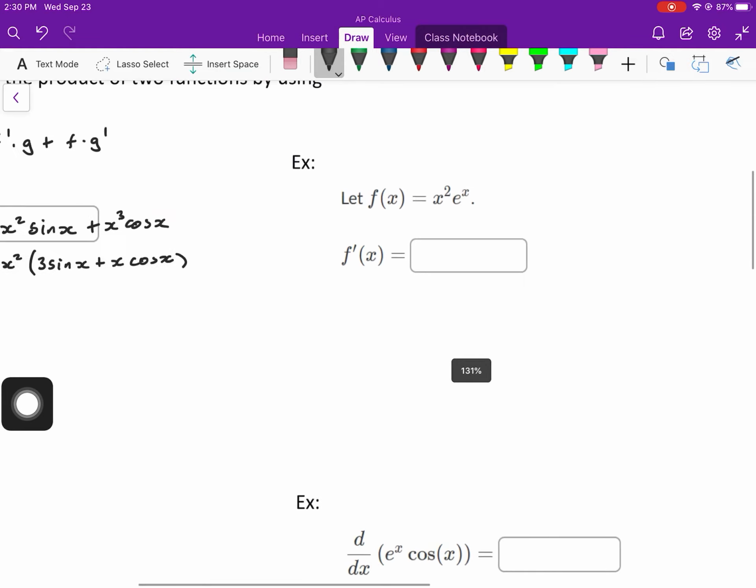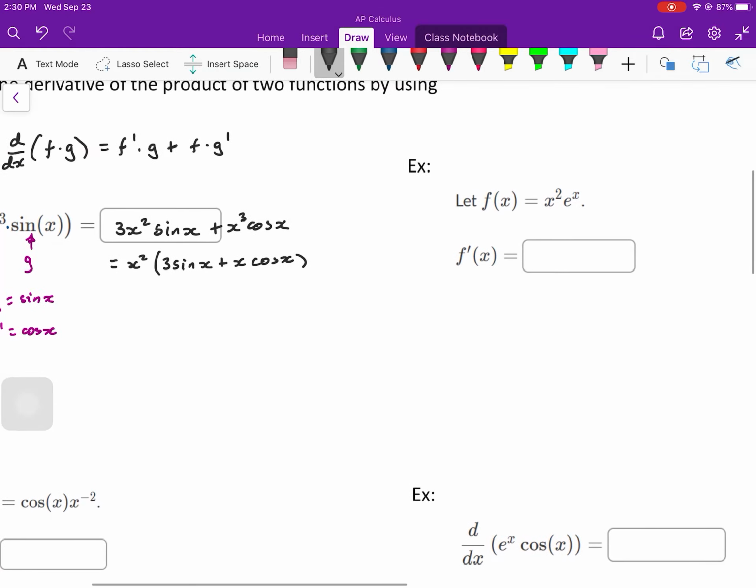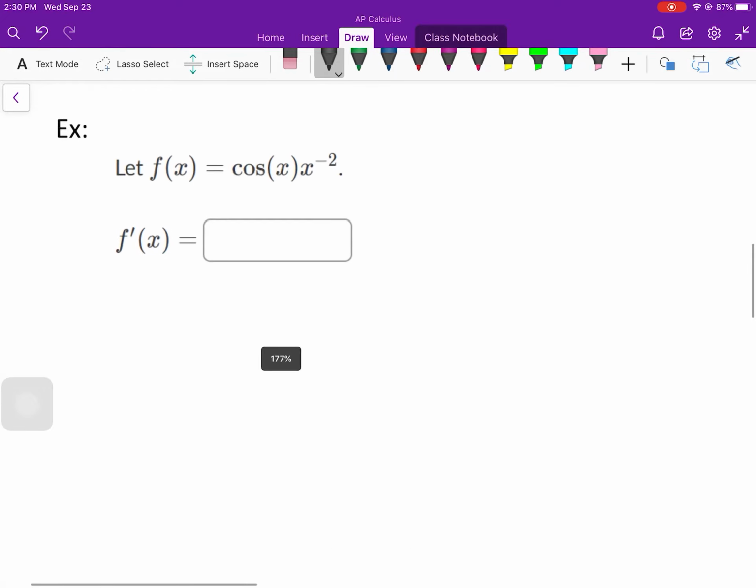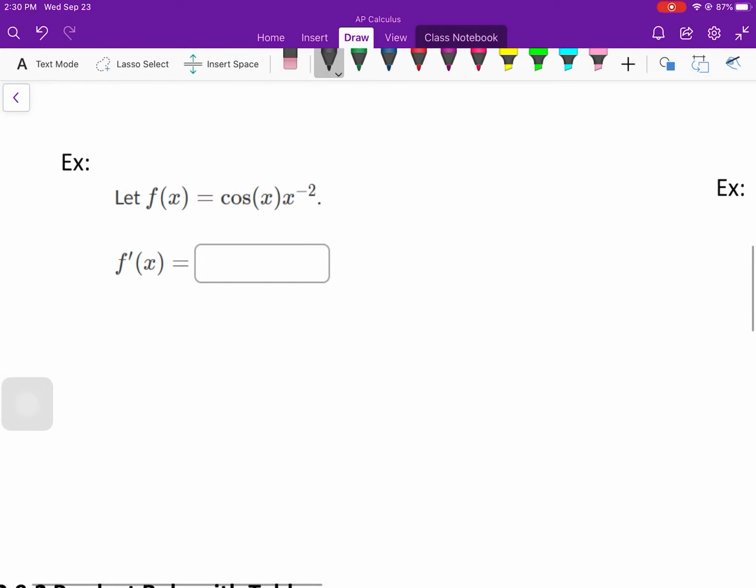This is a similar example. Just be careful with that e to the x and factoring it out. If we have more time, I'll go over that. So let me do one that's a little bit more complicated. So once again, the product rule is f prime times g plus f times g prime. So let's identify f and g. So f would be cosine of x.